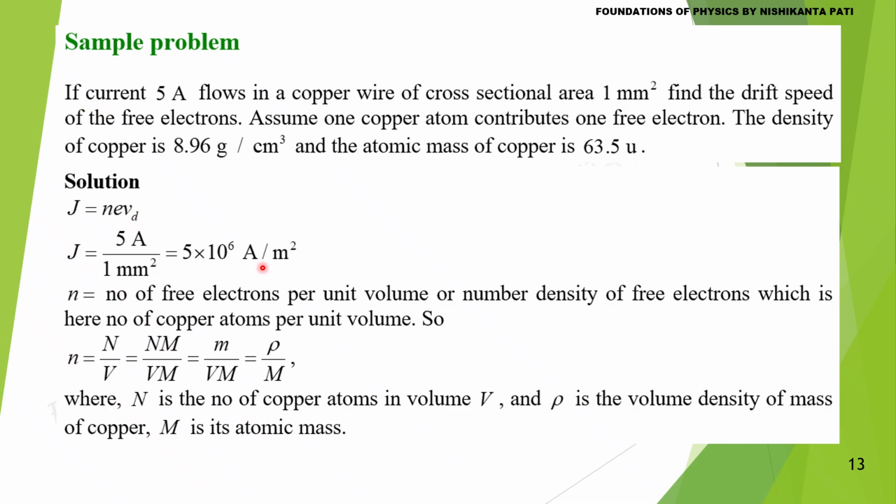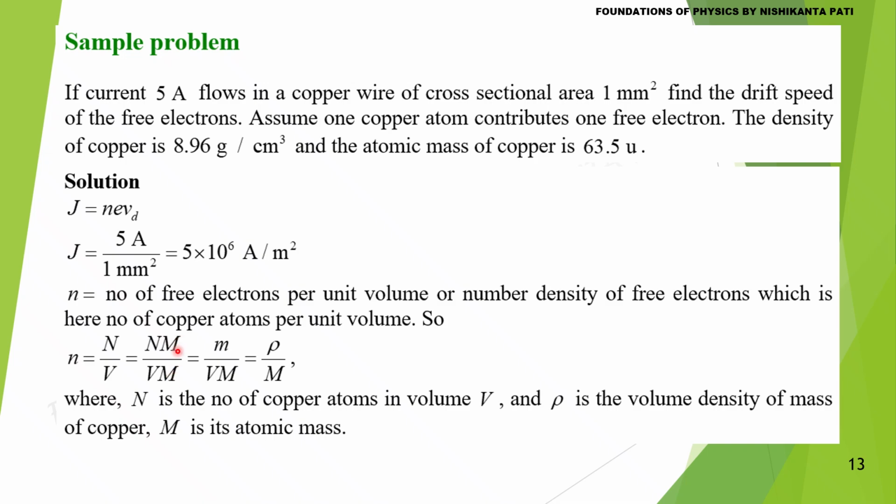J we know, e we already know. If we solve n, then Vd can be solved. n is the number of free electrons per unit volume. In the question it is mentioned one copper atom contributes one free electron. So n is the number of copper atoms per unit volume. If there are N copper atoms in V volume, then n is equal to N by V.